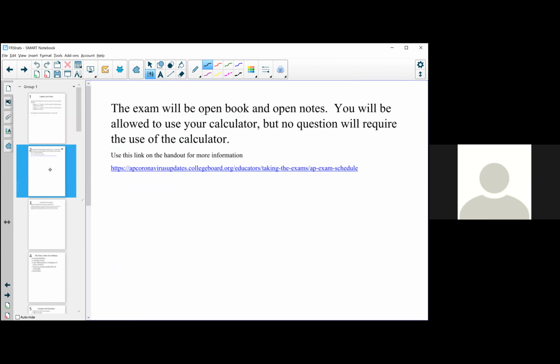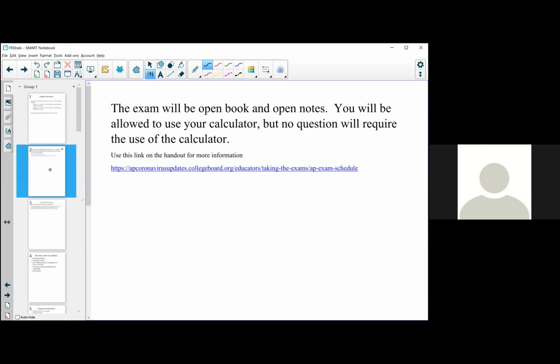The exam will be open book and open notes. You'll be allowed to use your calculator, but no question will require the use of your calculator. And there's a link here that's also in your handout that will have more information about how to go about preparing yourself for an exam that you know is going to be open notes and open calculator.